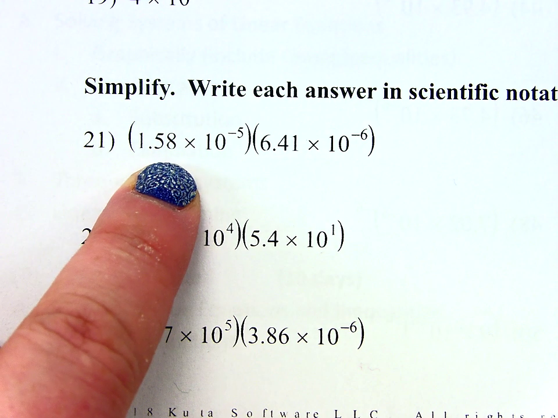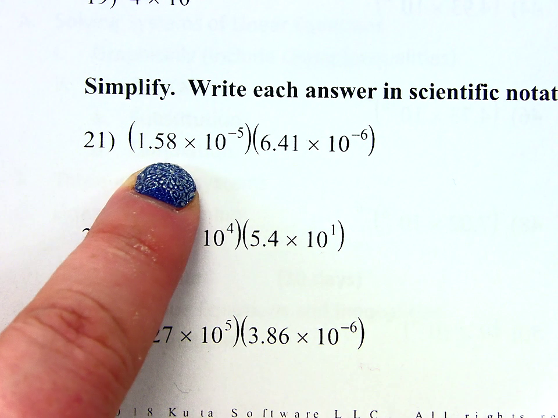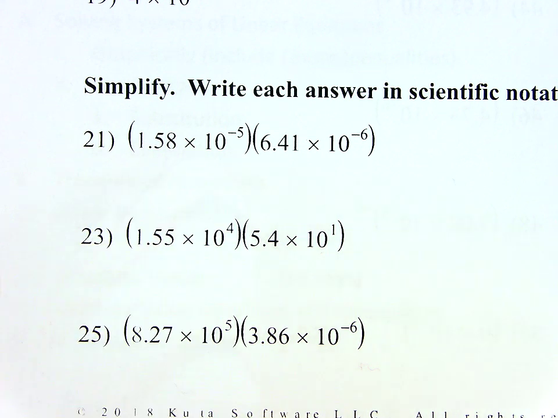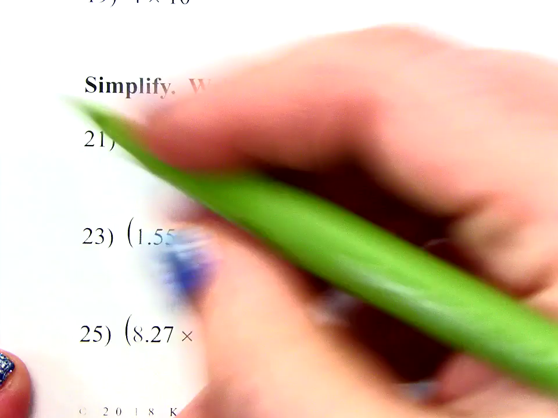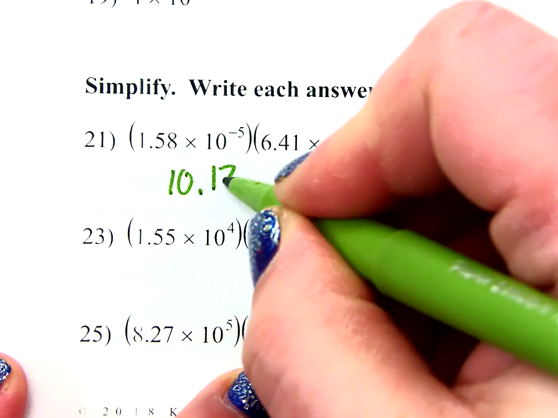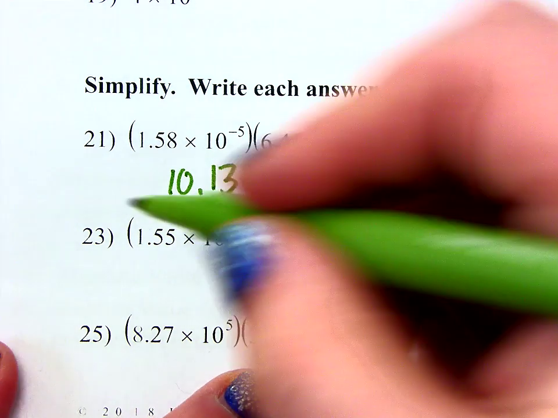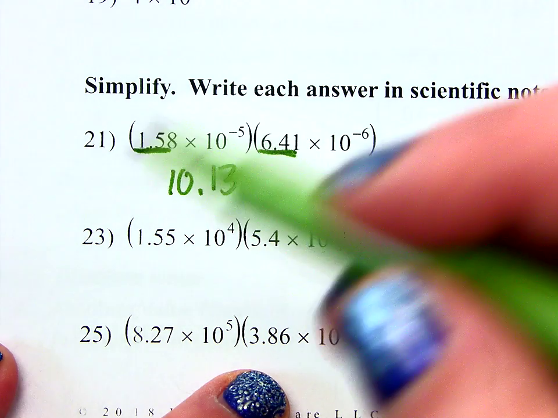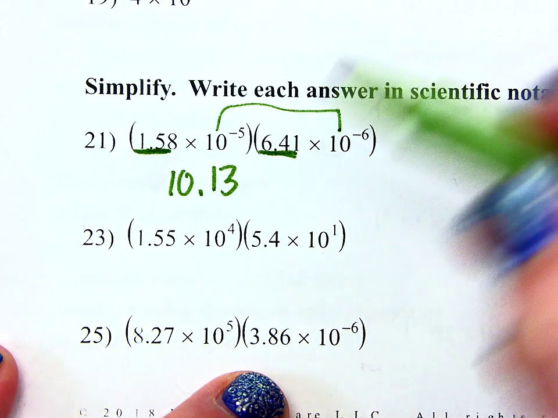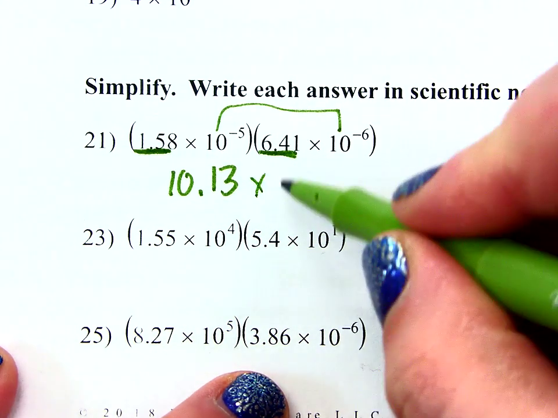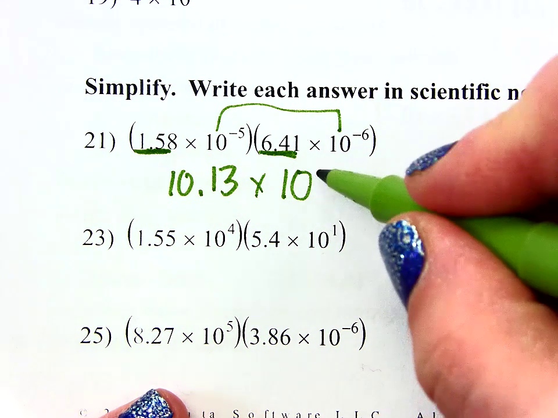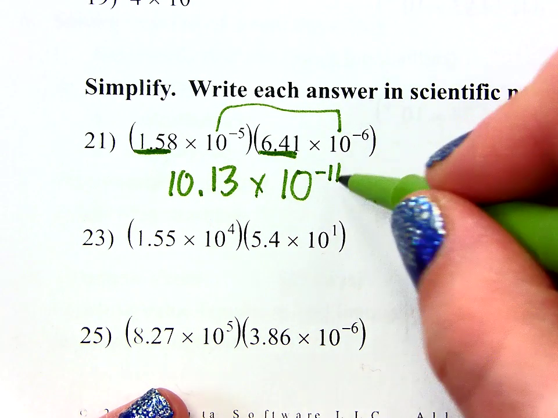So I will take my calculator, 1.58 times 6.41. That gets me 10.1, we're going to round, 10.13. Is everybody okay so far? So all I did was multiply this number times this number. Now I'm going to multiply the tens together. They have the same base, right? So it'll just be 10 to the, someone said it, negative 11th, right? Because negative 5 and negative 6 get me negative 11.